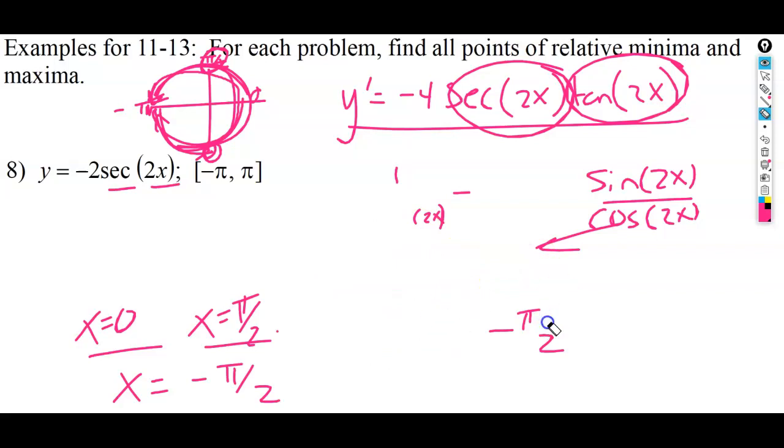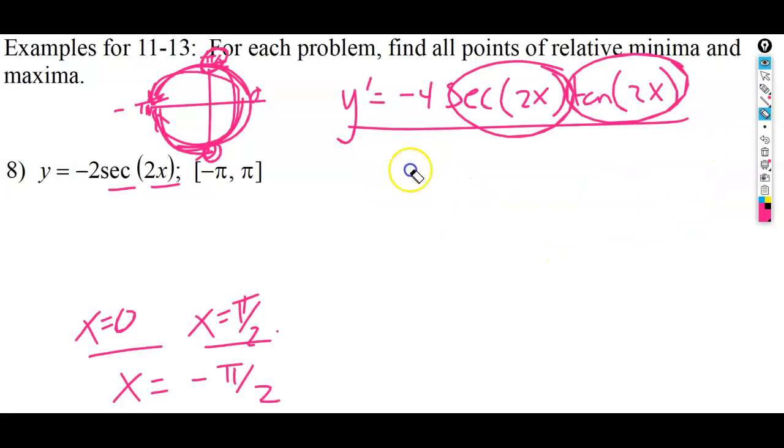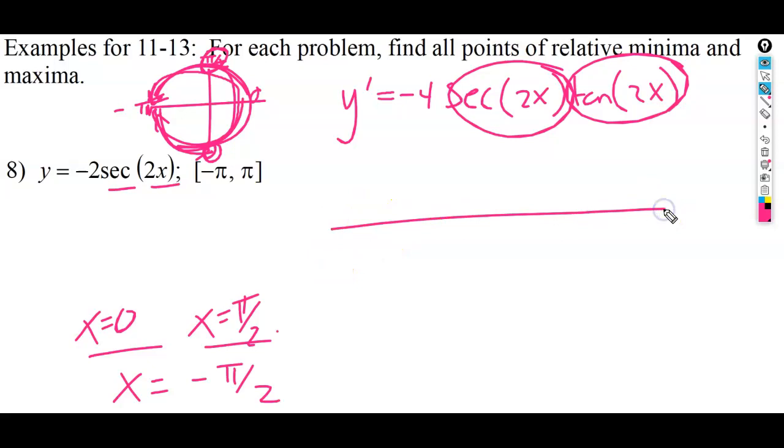Now we want to find, and once again, I would encourage you guys to do the number line test here, not the second derivative, because if you try to do the second derivative test, you're going to end up with a product rule, and it's going to look really ugly, so stay away from it. Let's go ahead and do the number line test.